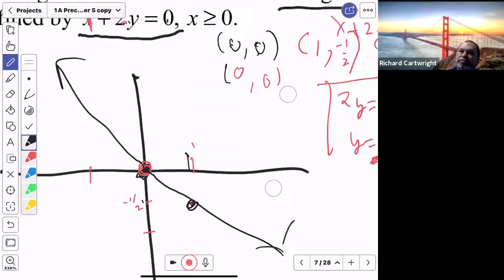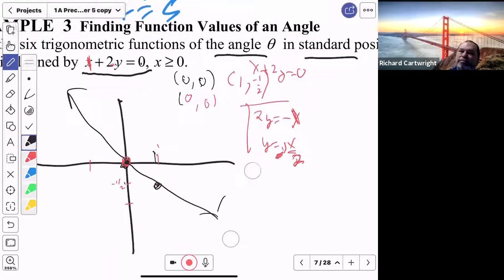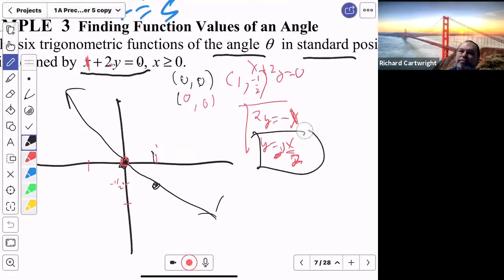Okay. So there's the line. You could graph it if you wanted to, just by normal means. I just plugged in a 1 to see what another point was. And I got a negative half. Okay? It doesn't really matter about that point. He just cares about this line. He just cares about that line, which is y equals negative 1/2 x.